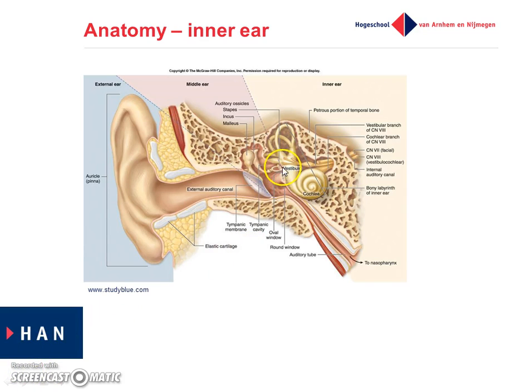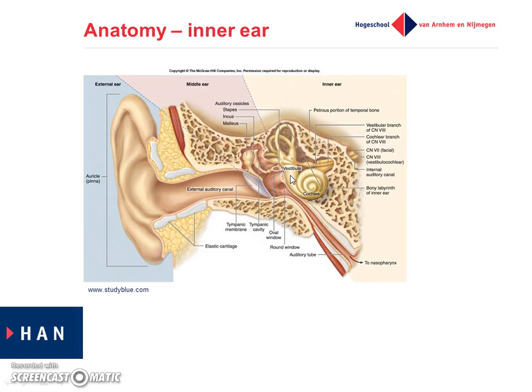You find the oval window here under the footplate of the stapes. And behind the oval window, you find, as I said, the inner ear, and it consists of those three semicircular canals, those rings, and the cochlea. This one is the hearing portion of the inner ear.